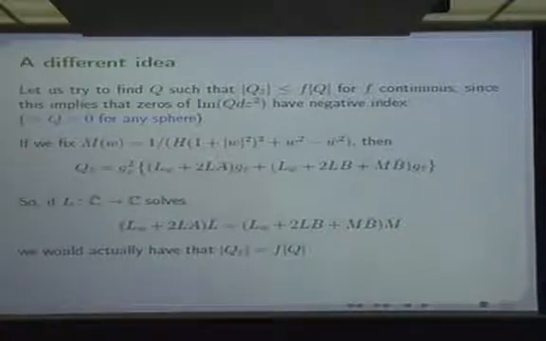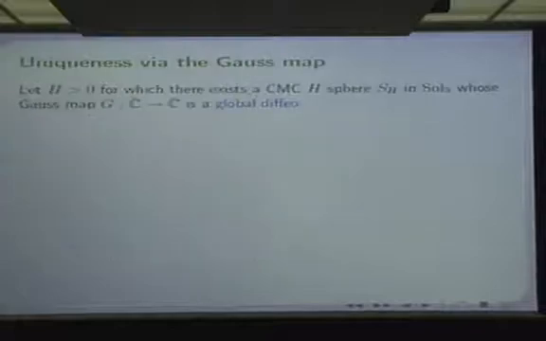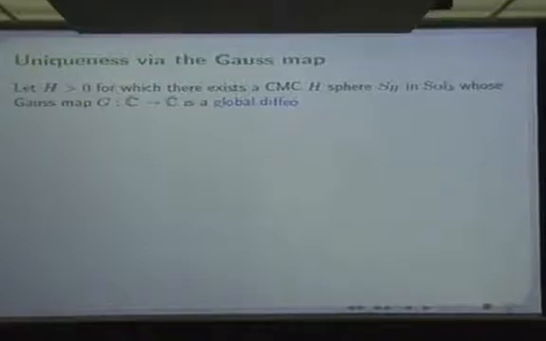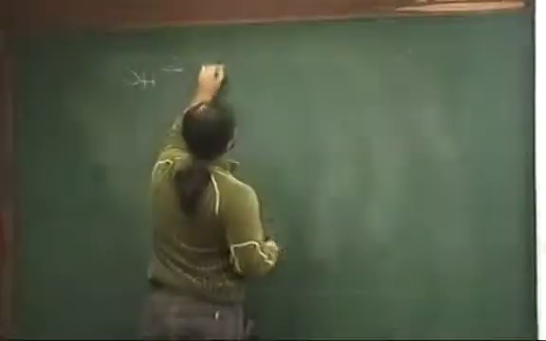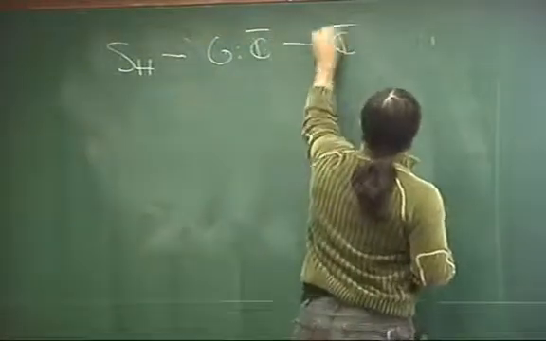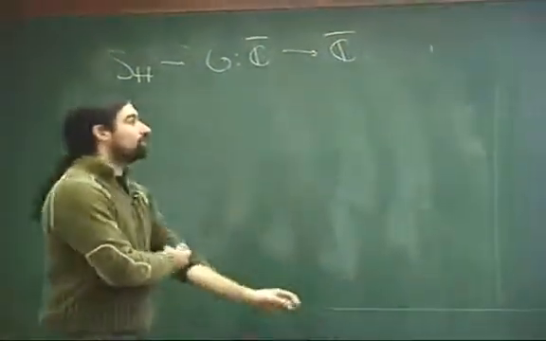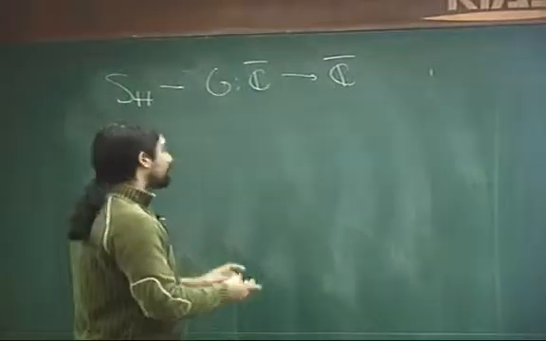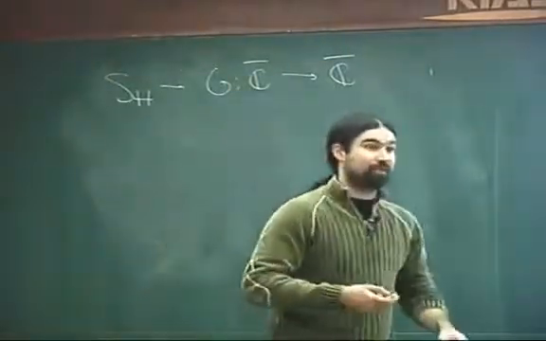Okay, so now I need to state the uniqueness part. So assume the following hypothesis. We are given a constant mean curvature sphere whose Gauss map is a global diffeomorphism, G. Okay, so I put SH, and the Gauss map is a diffeomorphism from C bar into C bar. And G also satisfies the Gauss map equation because it is a constant mean curvature sphere.